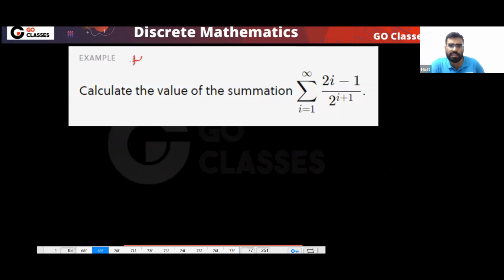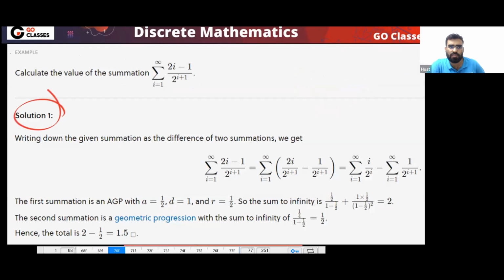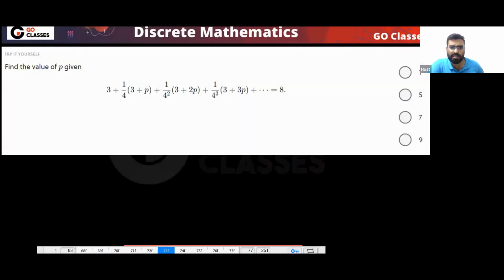Okay, this question you can take as homework. This is a simple question. Calculate the value of this summation, and you can just check it. The answer is here. Solution 1, solution 2. The answer I am providing in the slide.